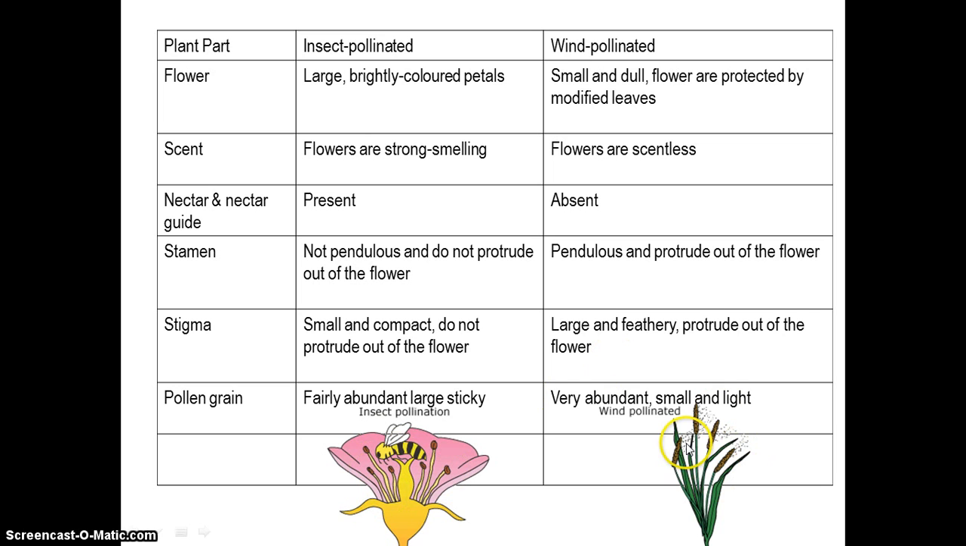Wind-pollinated flowers, on the other hand, have pendulous stamens that protrude out of the flower. The stigmas are large and feathery and also protrude out of the flower. They produce more pollen grains, which are small and light.